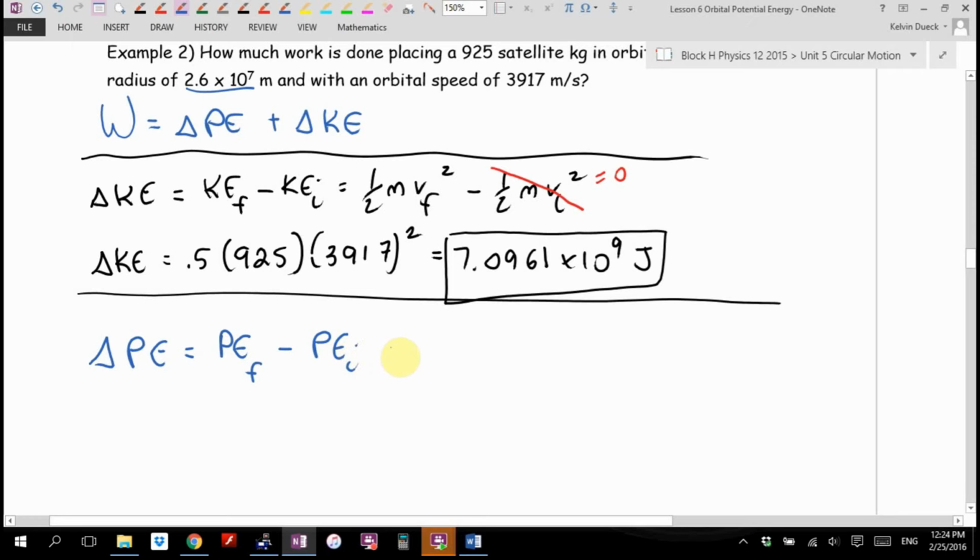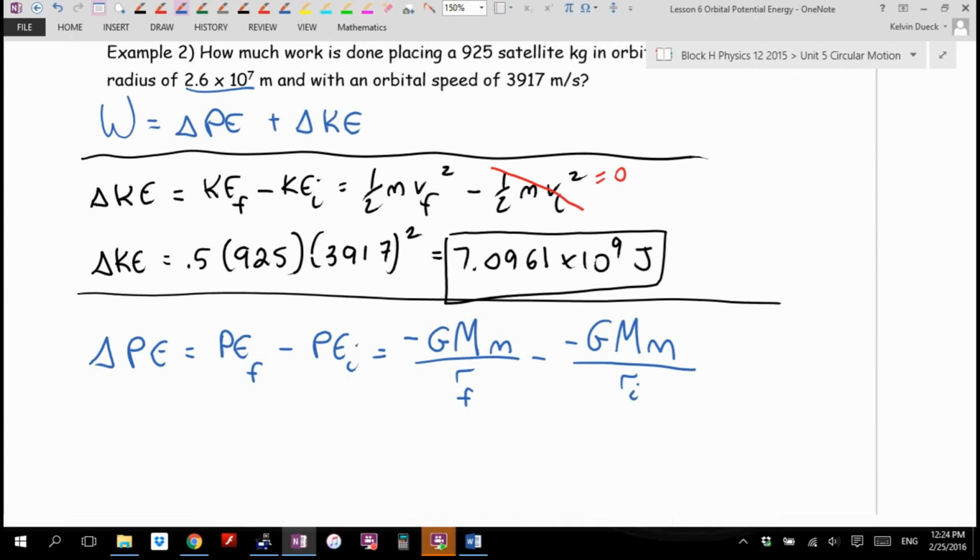Are we cosmic? Are we in orbit? Are we in space? Then I better use the cosmic potential energy. It's going to be negative big G, big M, little m over R final, because that's the final potential energy, minus negative big G, big M, little m over R initial. Manny, what do you notice?